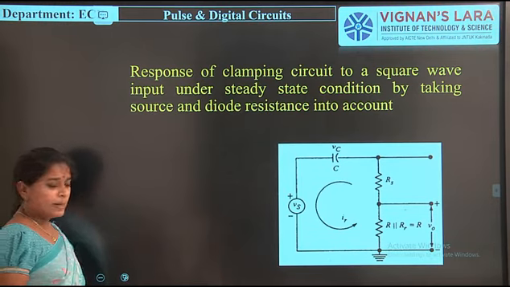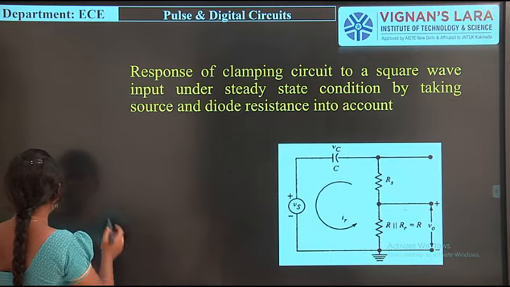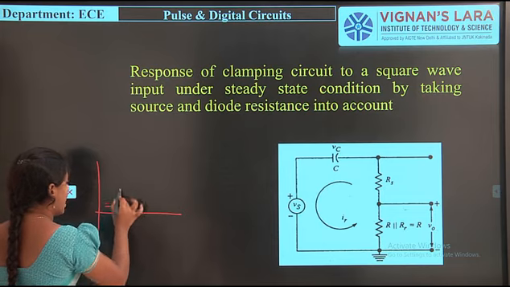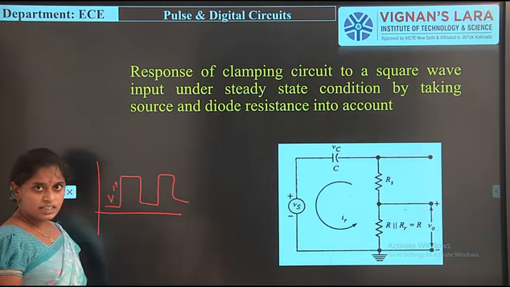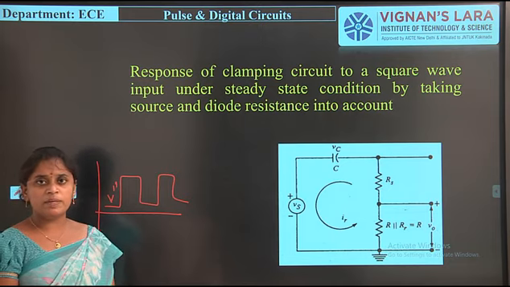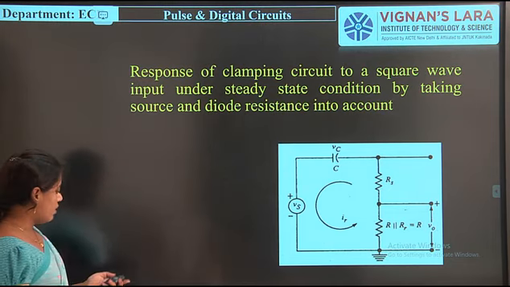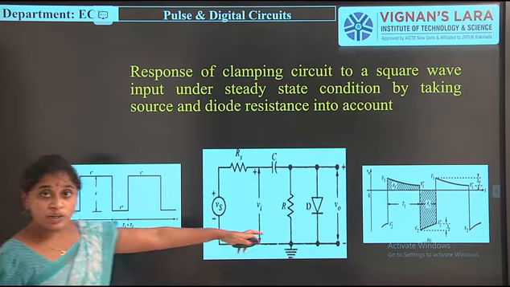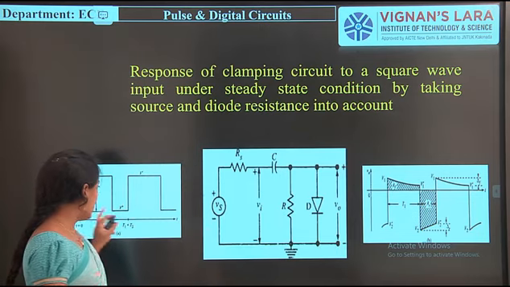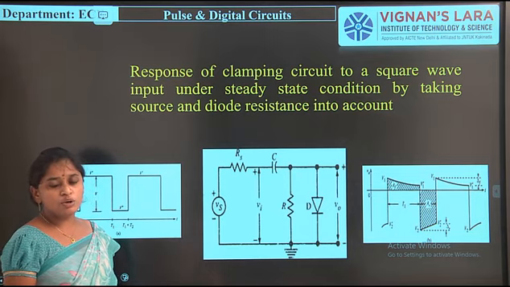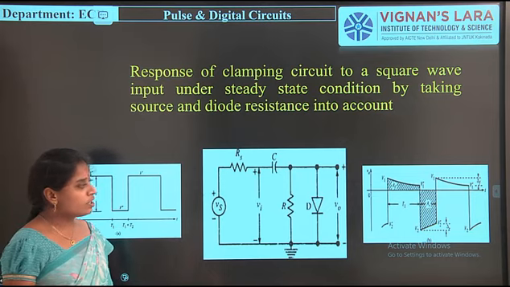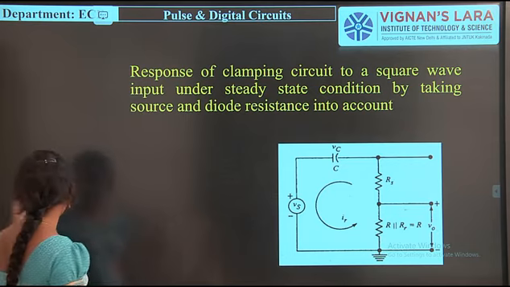First we apply a square wave signal, that is this signal. First we apply this V double dash signal. Obviously, from this we have to say the diode condition: the diode is in off condition when we apply the V double dash signal. Then what is the circuit? Simply the circuit will be like this.